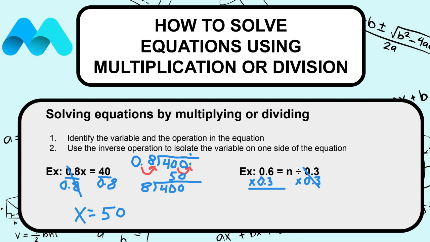So we have 3 times 6 is 18. Write down the 8 here, carry the 1. 3 times 0 is 0 plus 1 is 1, so 18. And then that other 0, we don't need to do anything with. But what we do need to do now is count the decimal points. So in 6/10, I have 1 decimal point. And in 3/10, I also have 1 decimal point.